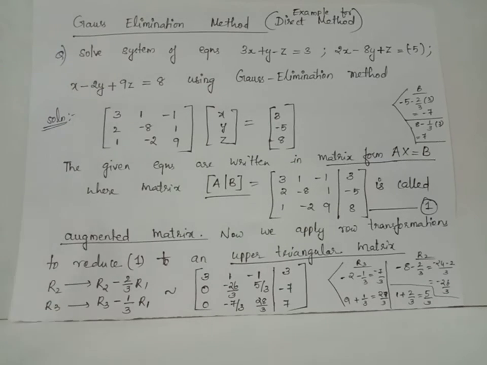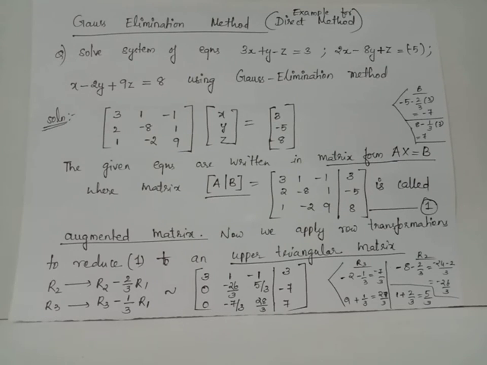Here in this example, we have been given three linear equations and we write them in the form Ax equals B, which is the matrix form of linear equations. Matrix A is known as the coefficient matrix, matrix X is known as the solution matrix, and matrix B is known as the constant matrix.